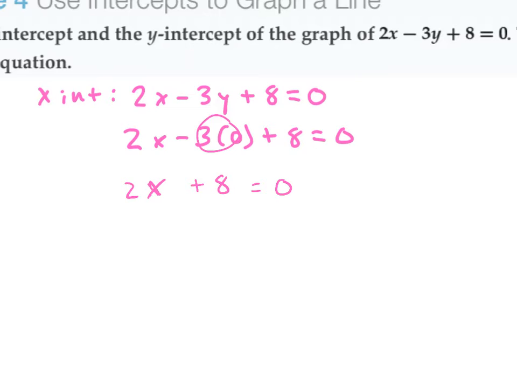And now we solve for x. What would we need to do to solve for x? Subtract 8 on both sides. So we get 2x is equal to negative 8. And then what do we do? Divide by 2. So x is equal to negative 4.